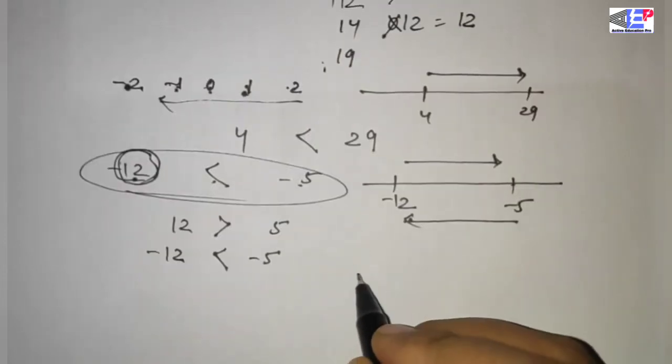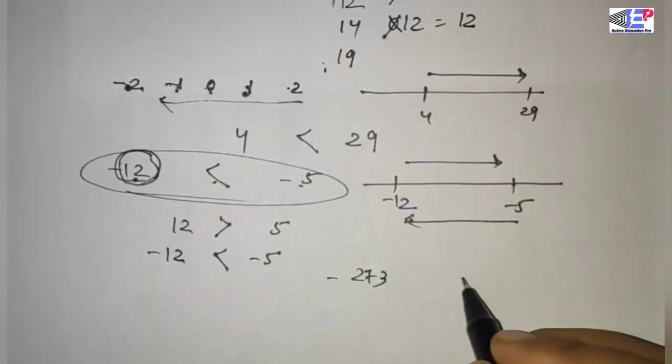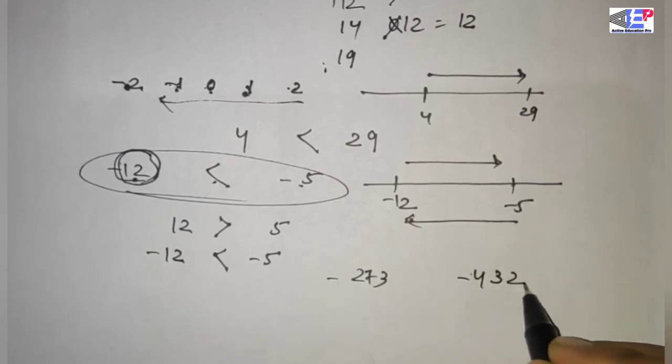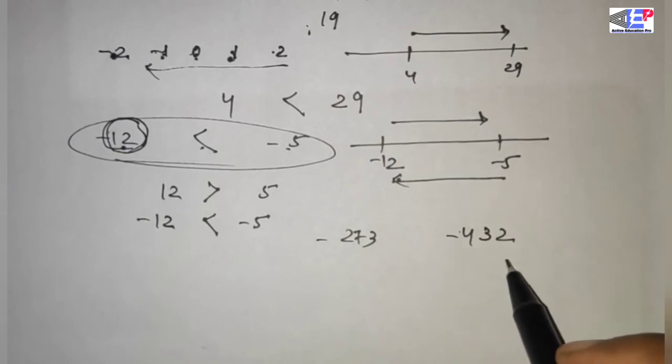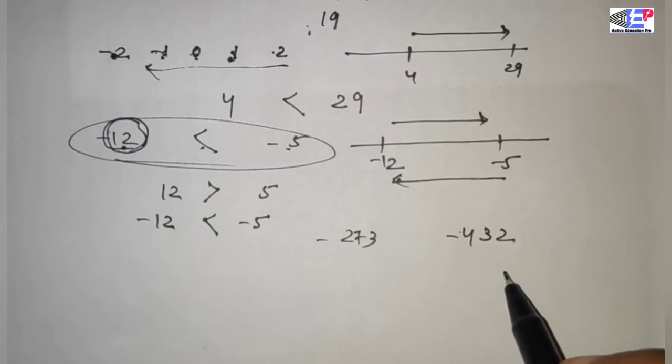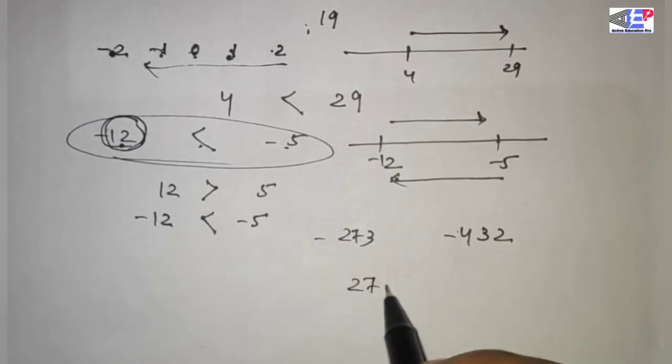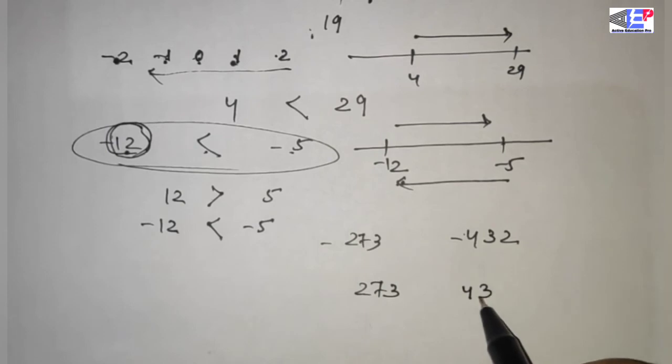Another example, suppose this is minus 273 and minus 432. Look here, both are negative integers, 273 and 432. If you want to compare them, first you have to detect the smallest numerical value of both the negative integers. So first detect the numerical values. What is the numerical value of both these numbers? The numerical value is 273 and the other one is 432.